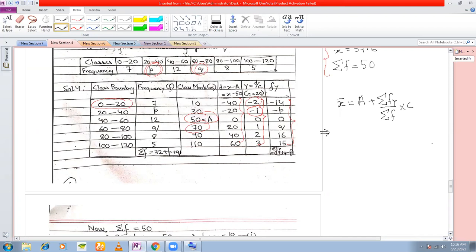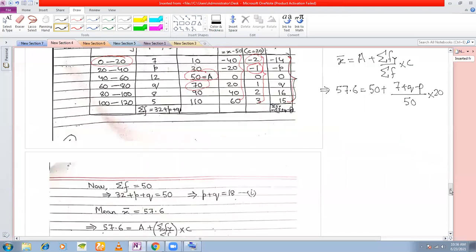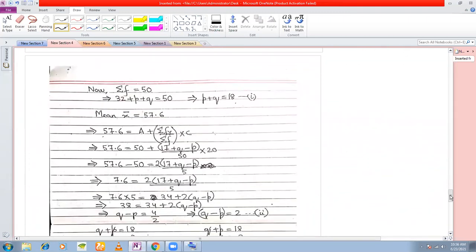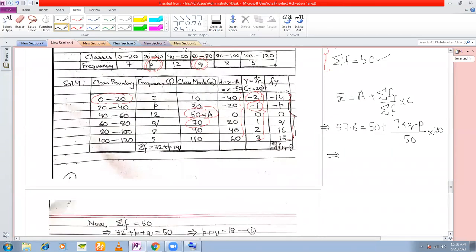So first value here is 57.6 is equal to, assumed mean we have taken as 50. Summation fy, you add up the column for fy, you will get summation fy. It is 7 plus q minus p. Divided by summation f. Summation f is given to you as 50. Write it. Class width is 20. Using this, you will arrive at the equation q minus p is equal to 2. You will get a simultaneous equation. Q minus p is equal to 2, call this 1.